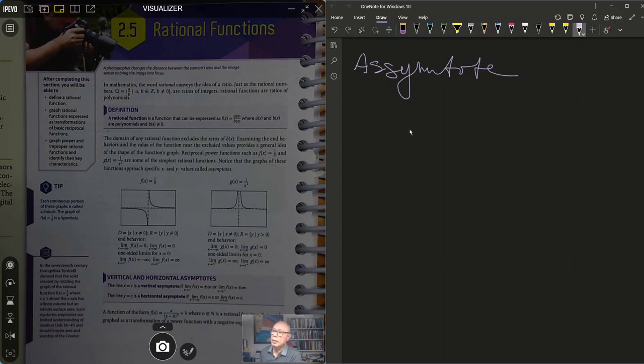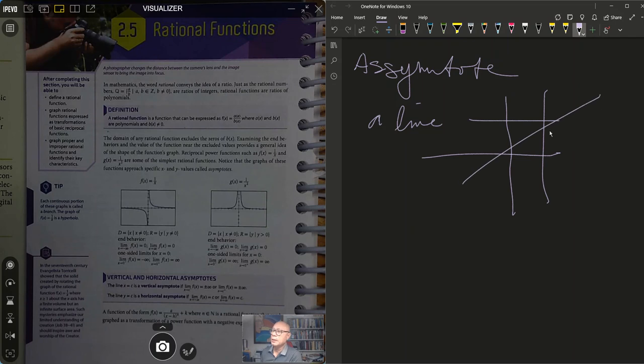An asymptote is a line. When we talk about a line, it could be this one, this one, this one. That's a line. But not just a line, it is a line that has a relation with the function.